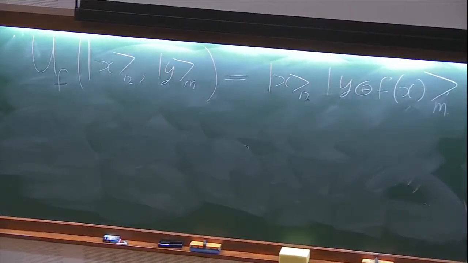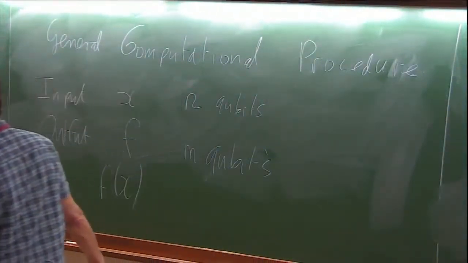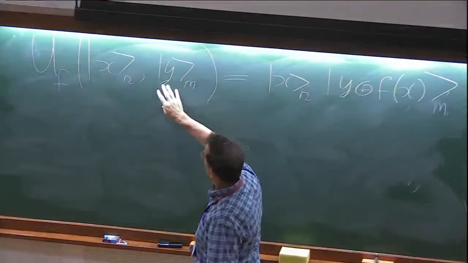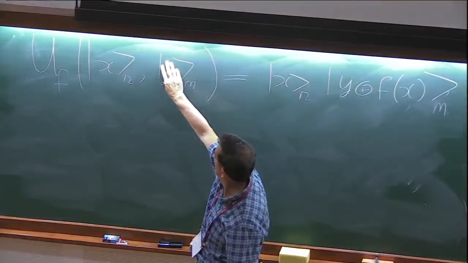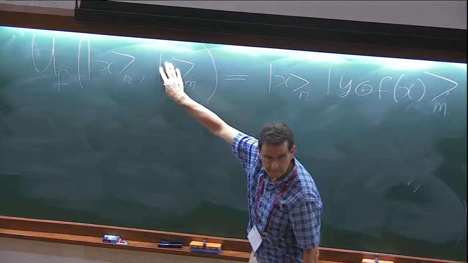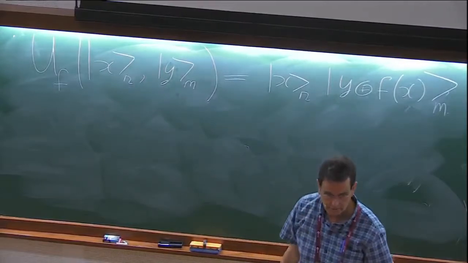So x is the input, but what we're going to compute is a function f of x, where x is a string of bits and f will be a string of bits. What should I choose initially for this register with m qubits? Typically it will just be 0. In many cases it will be 0, but in other cases it might be something different.